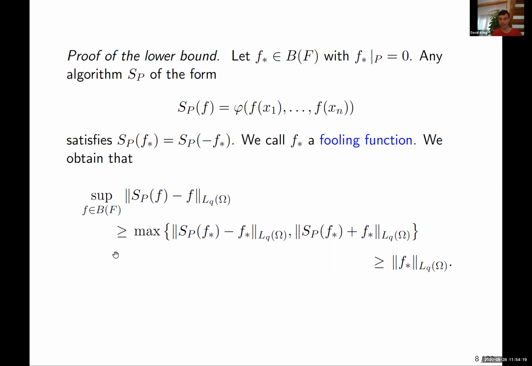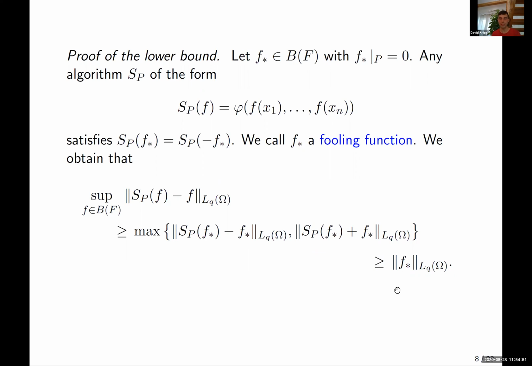This is of course larger if I only take the supremum over the two elements f star and minus f star, which are both in the unit ball of the function space. So here I just restrict the domain of the supremum. And because the output is the same, I can write SP of f star in both cases. And now triangle inequality immediately gives me that this maximum must be larger than the LQ norm of f star.